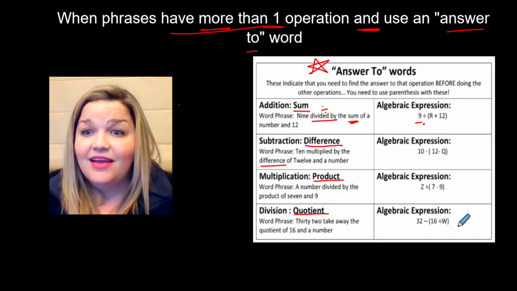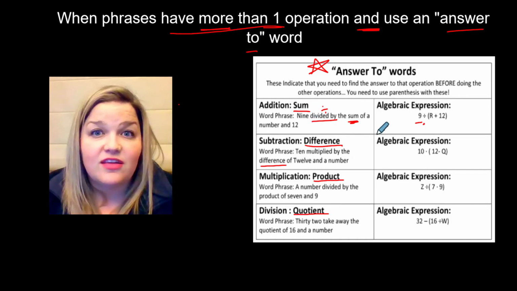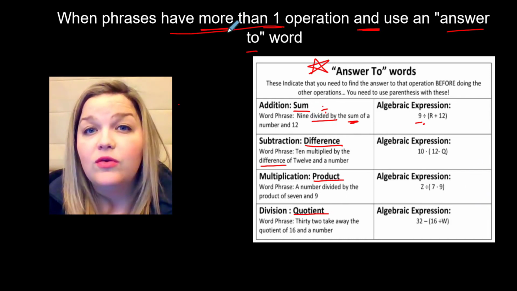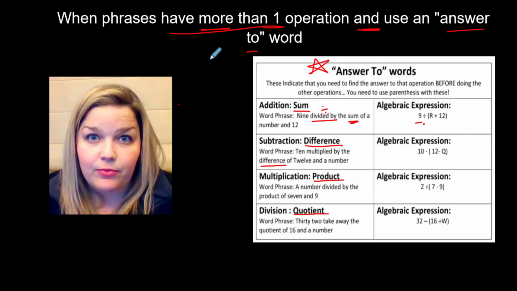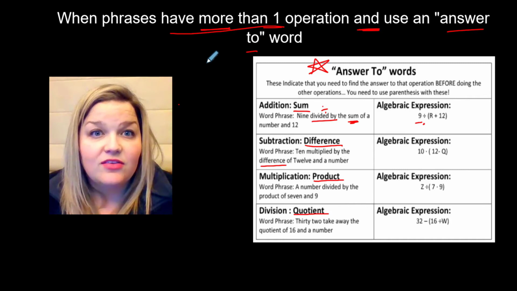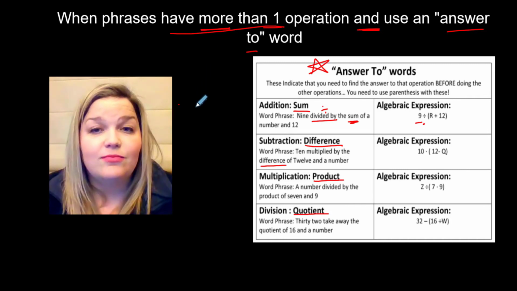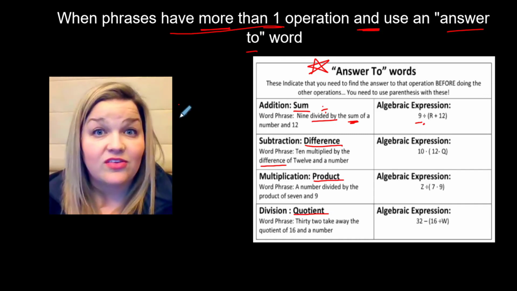Get it in your mind to recognize words like quotient, product, difference, and sum. And definitely, if they're in a sentence with more than one operation, you're going to want to put parentheses around that operation because that word phrase purposefully used an answer-to word. That means it is important to find the answer to this operation before doing the rest of the problem.